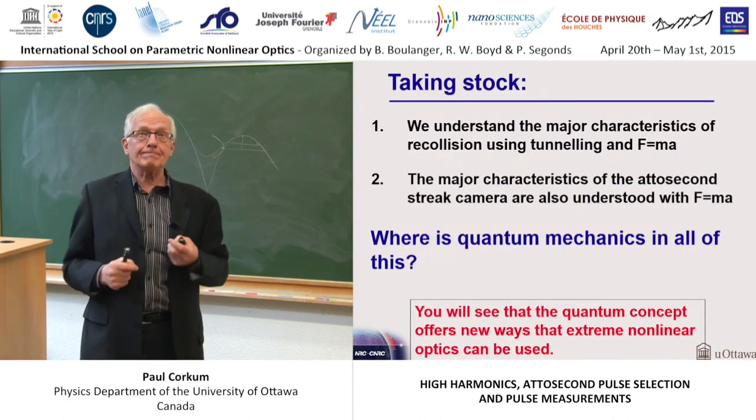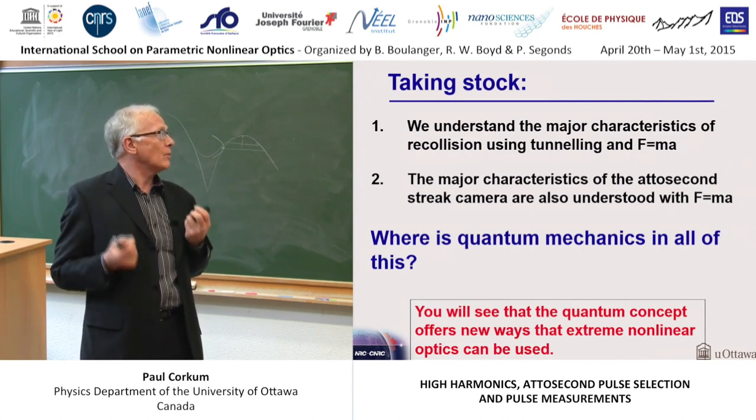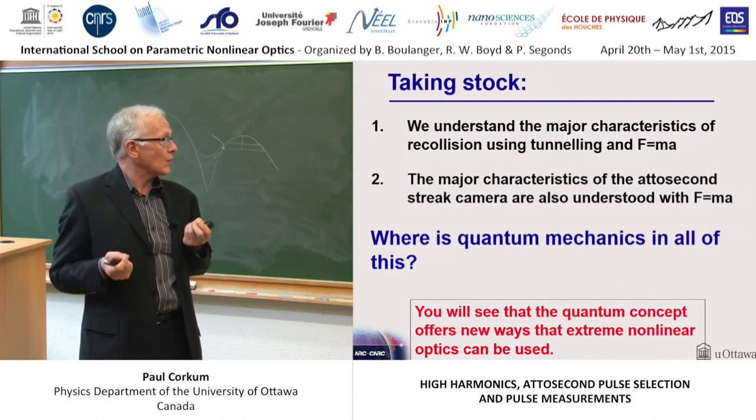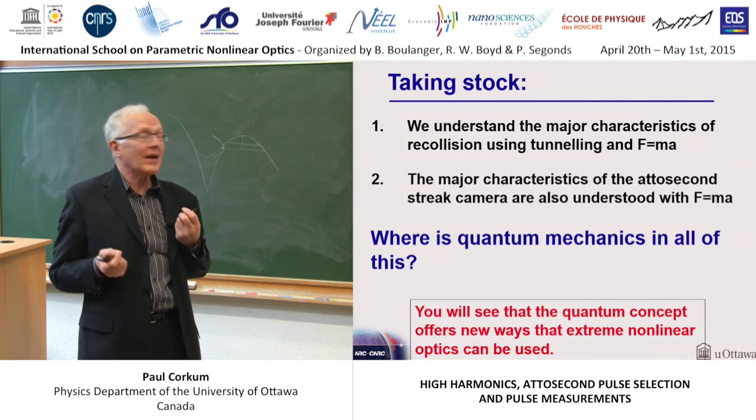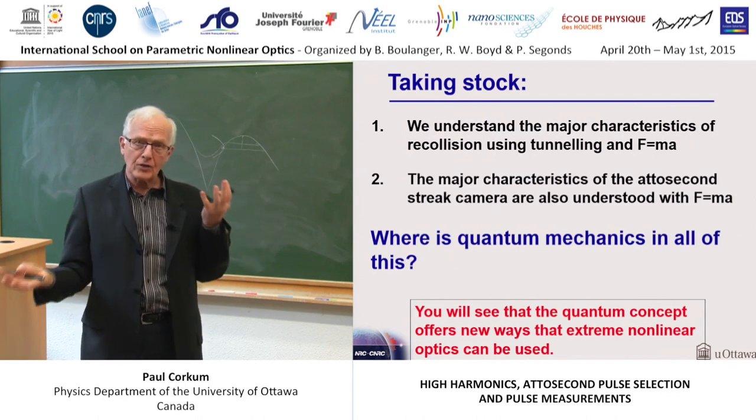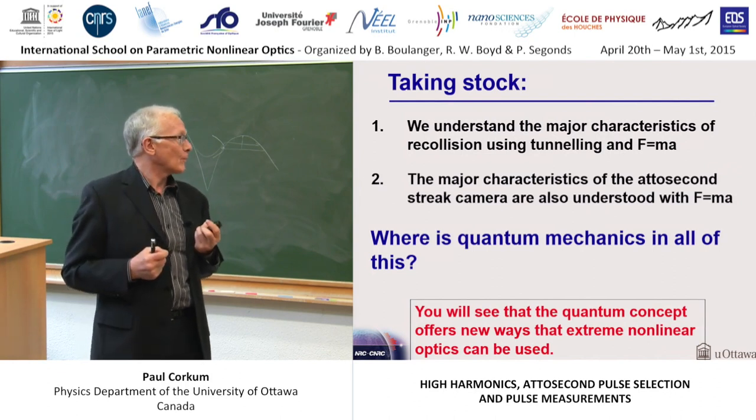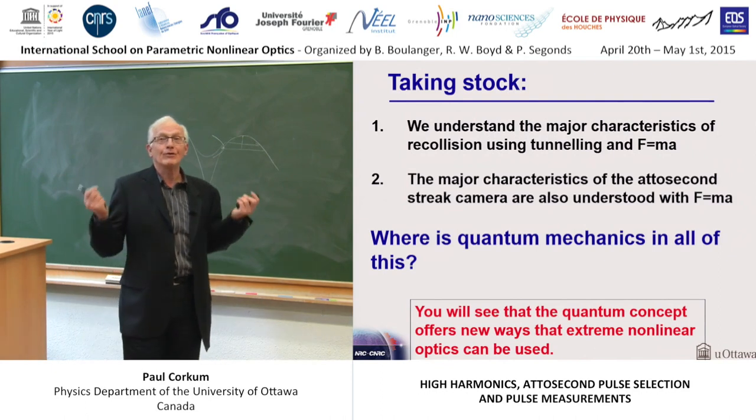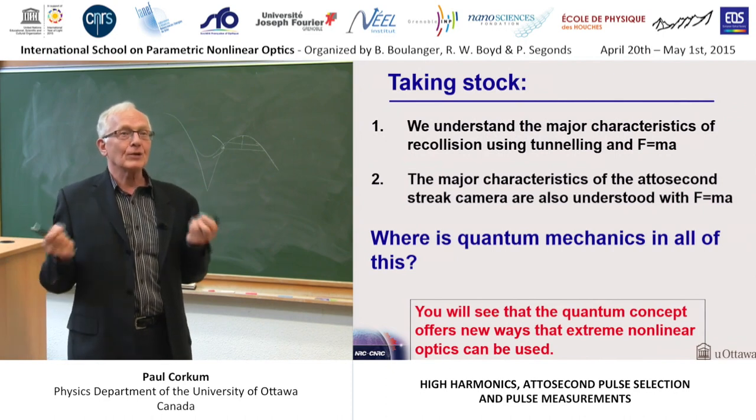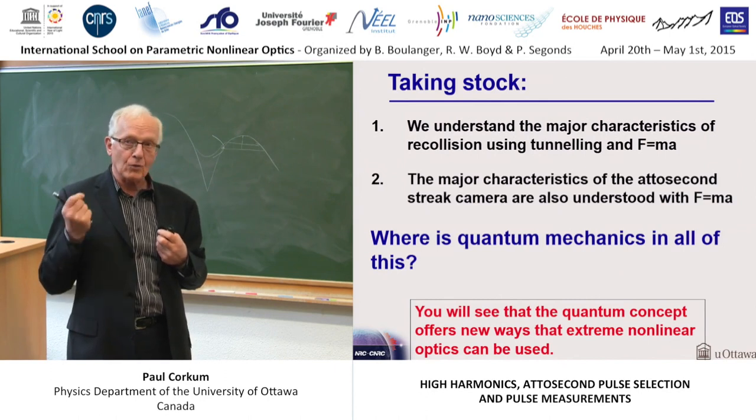So taking stock, I would say we understand just about everything, the major characteristics of recollision from F equals ma, and we understand the major characteristics of the attosecond streak camera and the production of the attosecond pulse with F equals ma. I showed you how close the two calculations could be on the attosecond streak camera. It's amazing, right? So where is quantum mechanics in all of this? It's really amazing that F equals ma can be so good. So now I want to introduce you to a quantum mechanical way of looking at it.